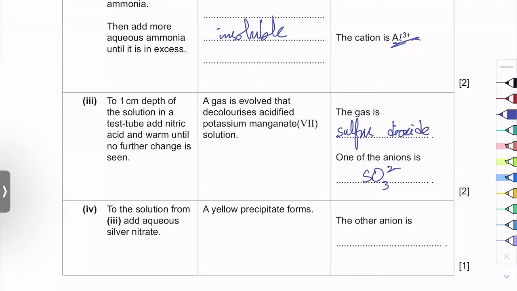Okay, to the solution from 3, add aqueous silver nitrate. Silver kin ions ke liye test karne ke liye use hota tha? Halogen. So this is definitely a halogen or halogen ion. Which means white, off-white or yellow. White for chloride, off-white for bromide, yellow for iodide. Or yellow. So iodide ho gaya mere paas.